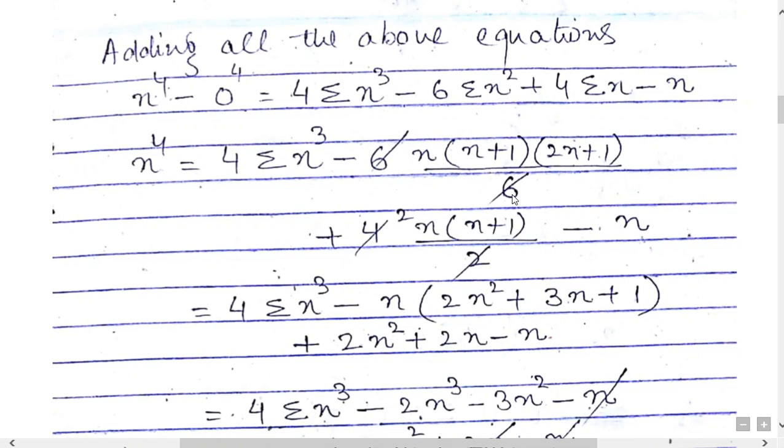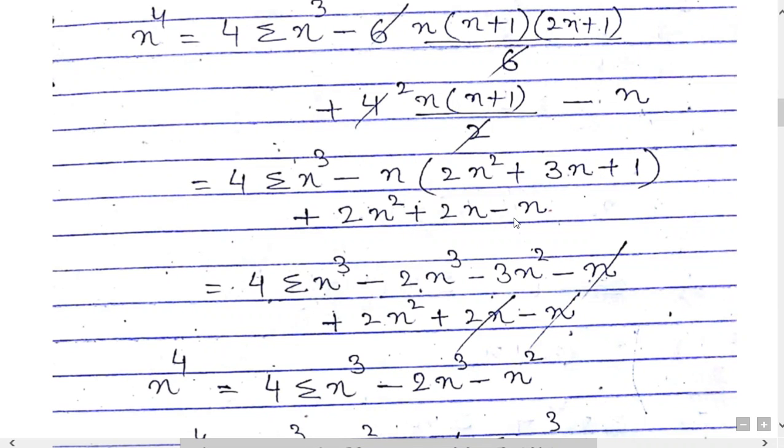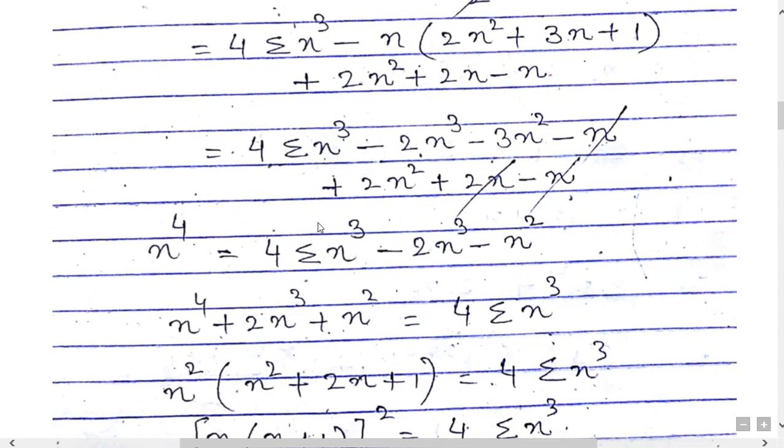Then cancel whatever cancellation is there. 6 cancelled with 6, 2 into 2 is 4. Take n common, you can multiply these terms, n, (n plus 1) and (2n plus 1). Then open the bracket. Some terms cancel with each other, and then you can make the necessary shifting: 4 sigma n cube on one side, either on the left hand side or the right hand side. n raised to power 4 minus 2n cube plus 2n cube plus n square is there.